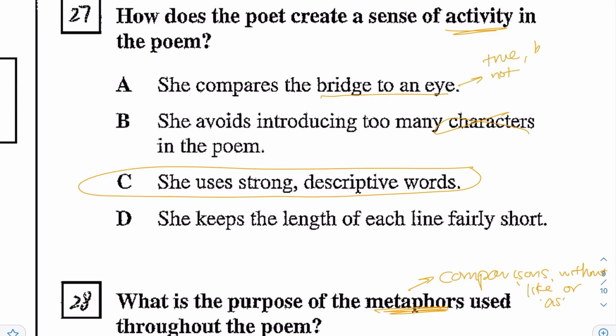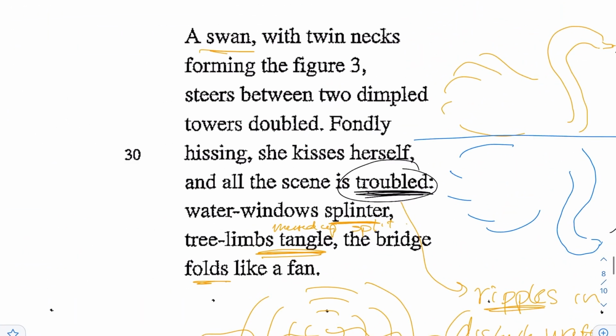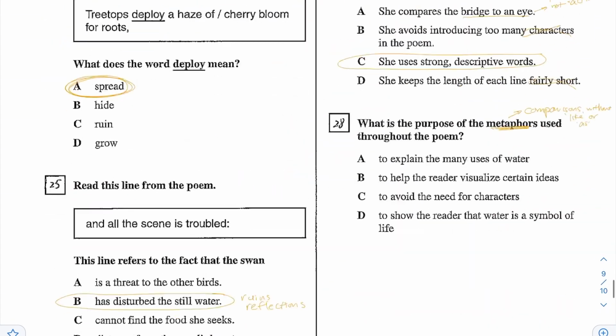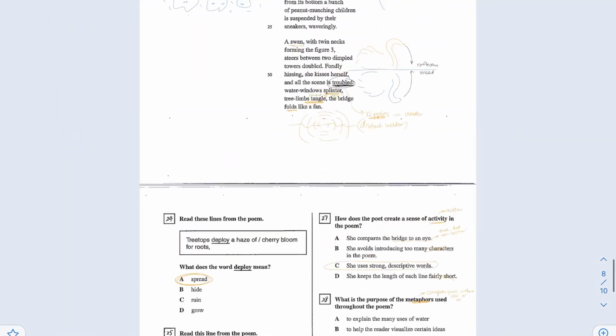It's true, but it's not action. Just a description. And the line being fairly short, it's not really something to do with it. She uses strong, really descriptive words to introduce action. For example, she has fondly hissing and kissing itself, and then the scene is troubled, things splinter, tangle, and fold like a fan. So these are really descriptive words here, especially this section, to show that this peaceful water is now being disrupted.